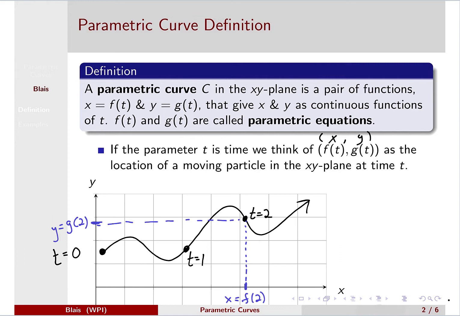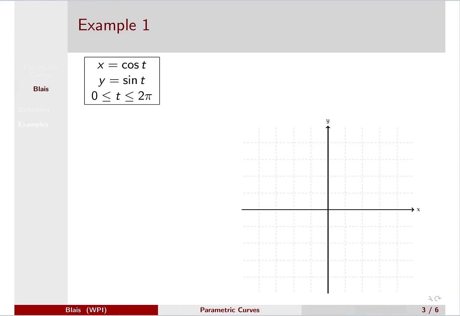The parameter doesn't have to be time. It can really represent anything. But thinking of it as time is a very intuitive way to understand how parametric curves work. Let's look at an example.